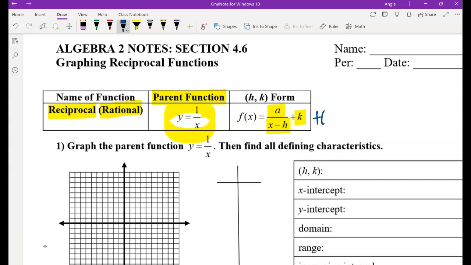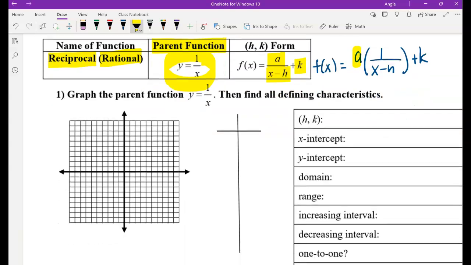Now I would like for you guys to also write this form down. Now if we write a times 1 over x minus h, plus k, this is slightly easier for us to recognize, but the a is being multiplied, so you can see that it's going to be a stretch or compression or a vertical reflection.